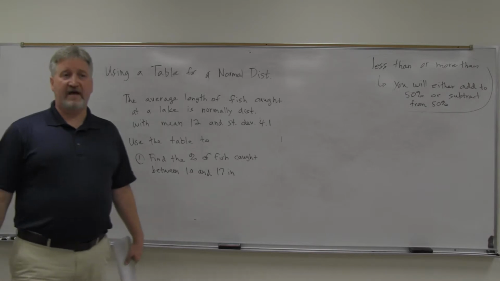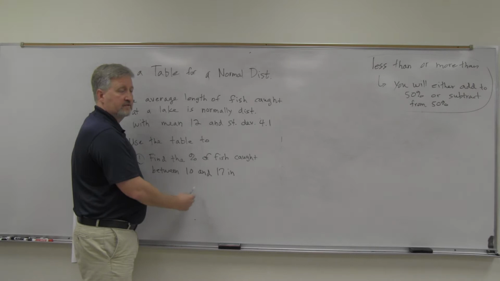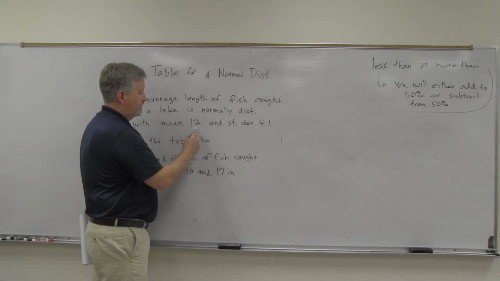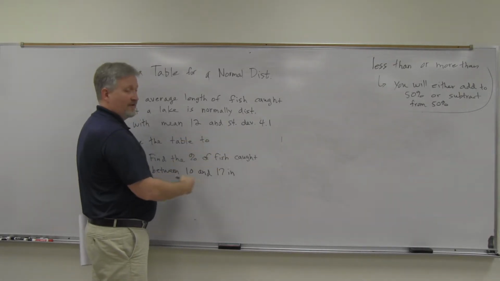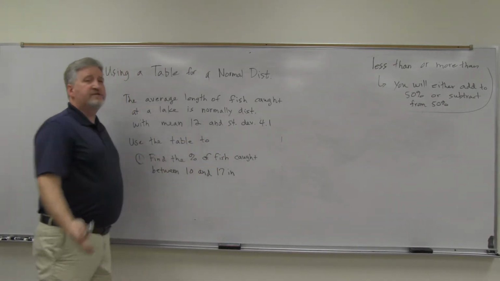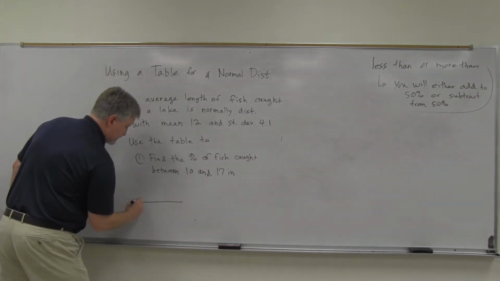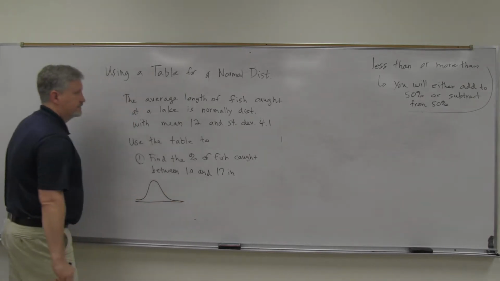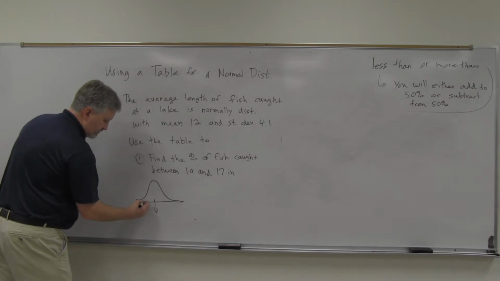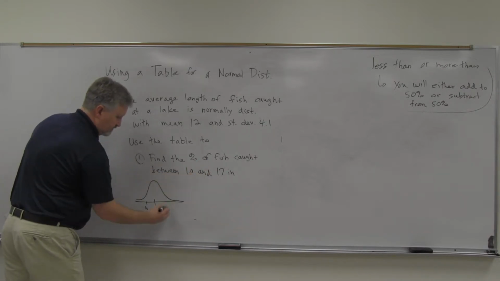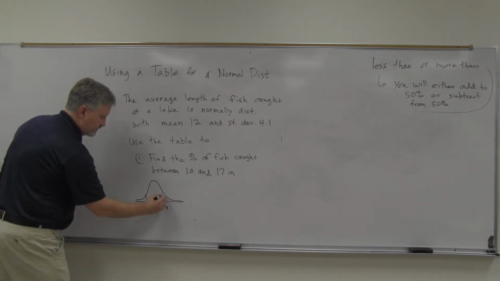So this time we're going to use the table because notice 10 is not a nice number of standard deviations from the mean. One standard deviation is 4.1, so that's not going to give us nice numbers anyway. So yeah, we can't use the empirical rule is the point I'm making there. Draw the picture. 12 is the mean. 10, where is it? Well, that would be below the mean. 10 here. 17 is above the mean, okay? So I want that percentage between those two.